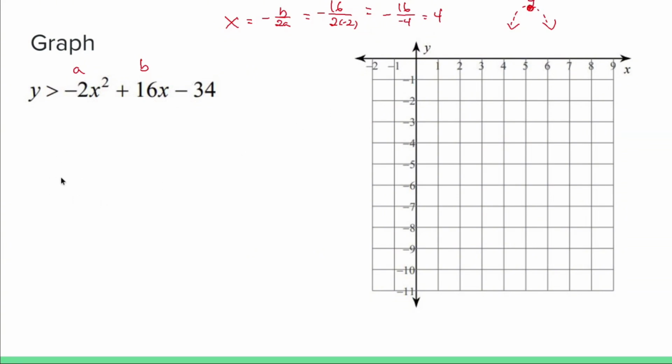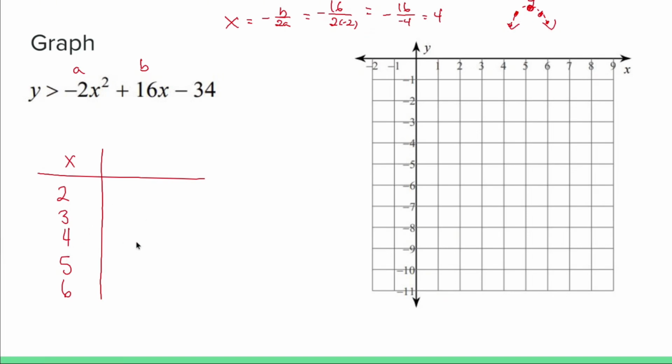So why don't I make a little table of x values, right? 4 is going to be in the middle. Let me plug in 4, let me plug in 5, let me plug in 6. Whatever I get for 5, 3 is going to behave the same. Whatever I get for 6, 2 is going to behave the same, because that happens mirror image, that happens mirror image.